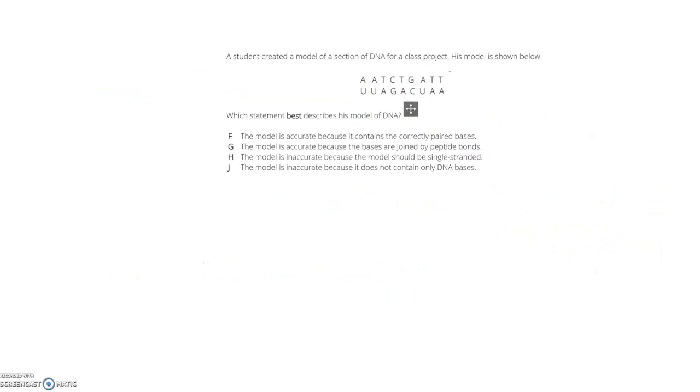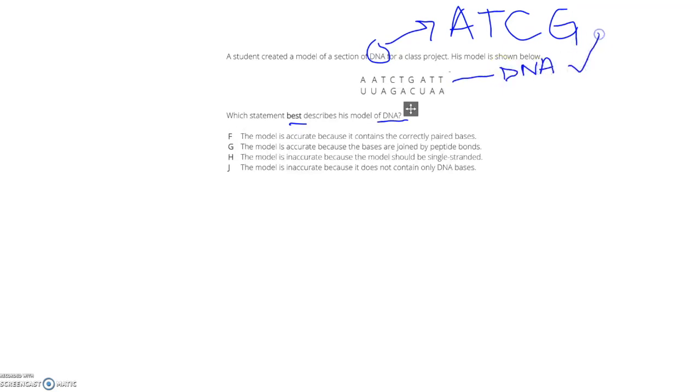Number 3, it says a student created a model of a section of DNA for a class project. His model is shown below. What statement best describes the model of his DNA? First, remember, what are the 4 bases of DNA? They are A, T, C, and G. So if we look at the top, that looks 100% correct. That looks like DNA. It's only using those 4 bases. That bottom row, there's something new. They're using the U's. And anytime you see a U, know that it is RNA.